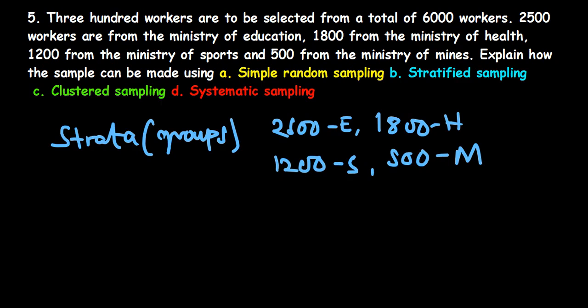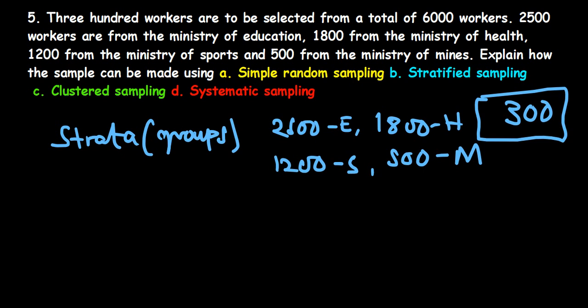Remember in our sample we want to choose 300 workers. So what are we going to do in order to choose these 300 workers? We are going to find a proportion of the workers to pick from each ministry. So how are we going to do that? To find that proportion, you divide the number of workers in that ministry by the total number of workers if you add all the workers from the other ministries, and then we multiply that fraction by 300.